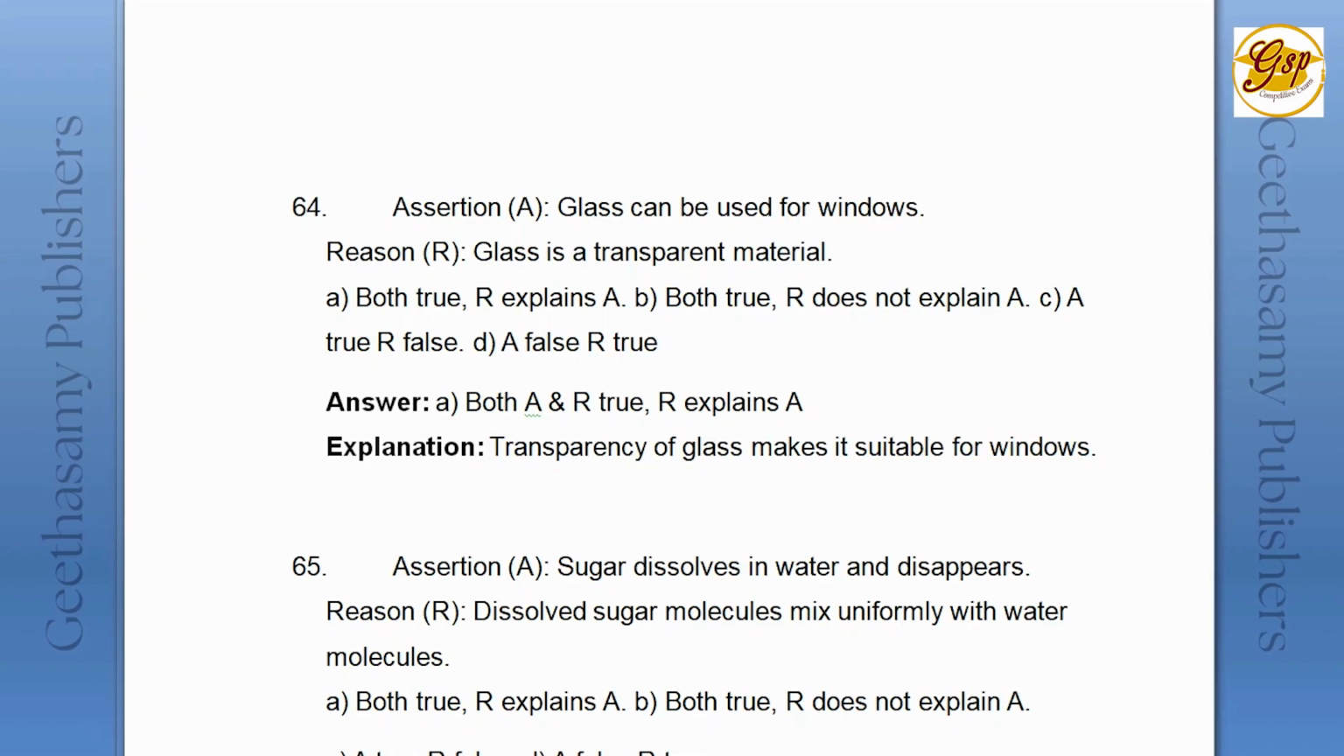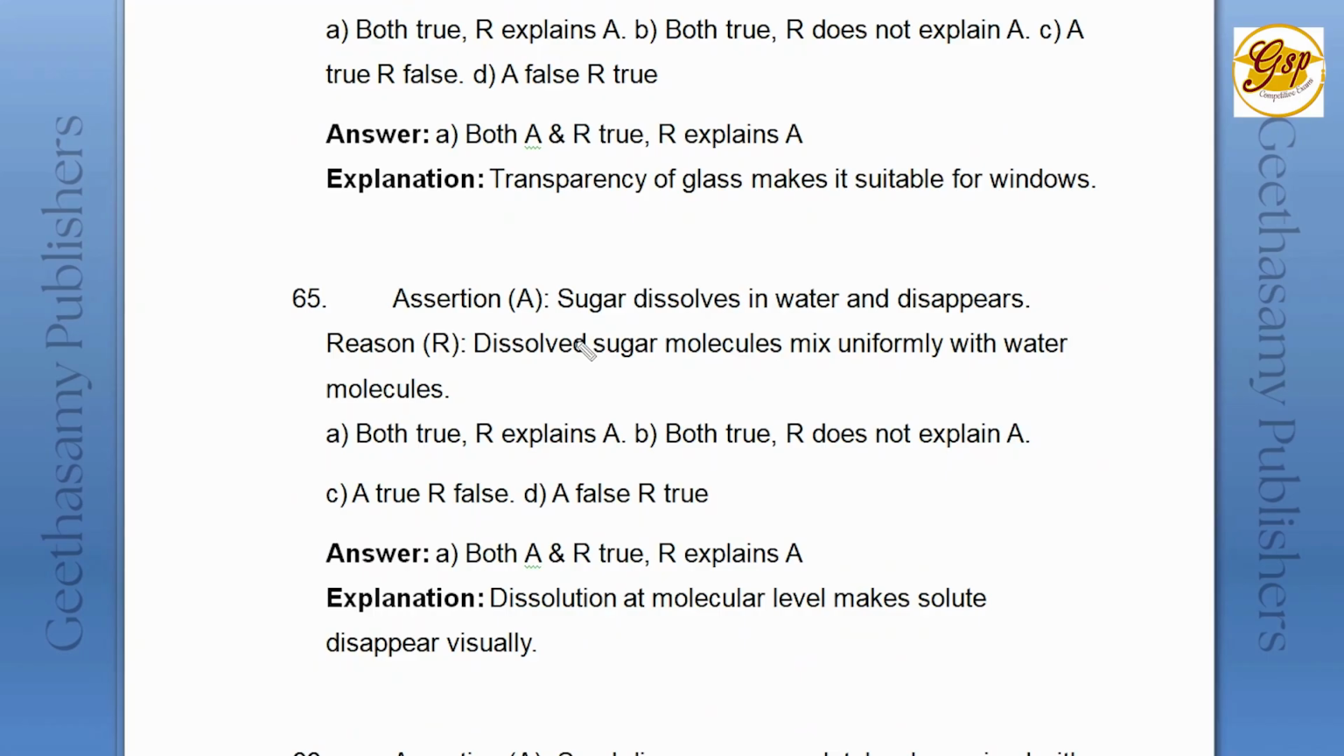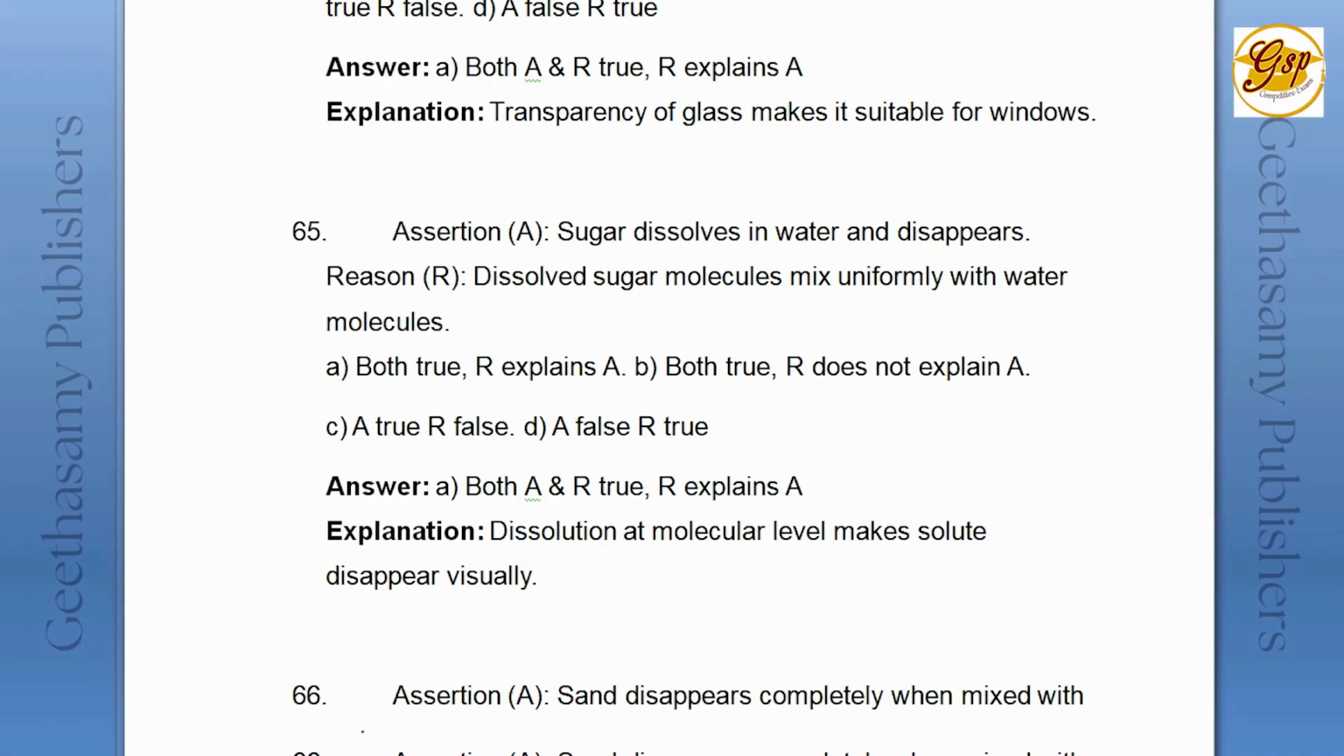That's right. 65th question. Assertion: Sugar dissolves in water and disappears. Reason: Dissolved sugar molecules mix uniformly with water molecules. Both are true and R explains A. Both are true and R does not explain A. A is true, R is false. A is false, R is true. The answer is both A and R are true and R explains A. Dissolution at the molecular level makes the solute disappear visually.